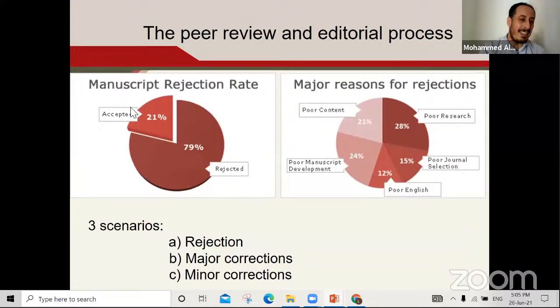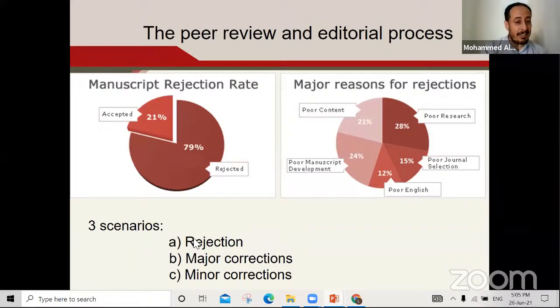So you can see this is the rejection and acceptance rate. Most journals less than 20%, and 80% usually rejected. And those are the most important reasons: poor content, the scientific merit, poor research. Language itself, sometimes if it's really not good, usually we reject. But sometimes if we understand that the authors are not native speakers, we request just to edit the language by a native speaker.